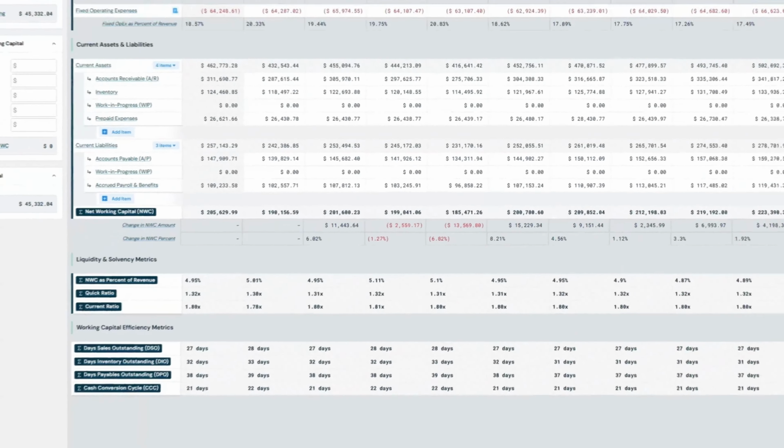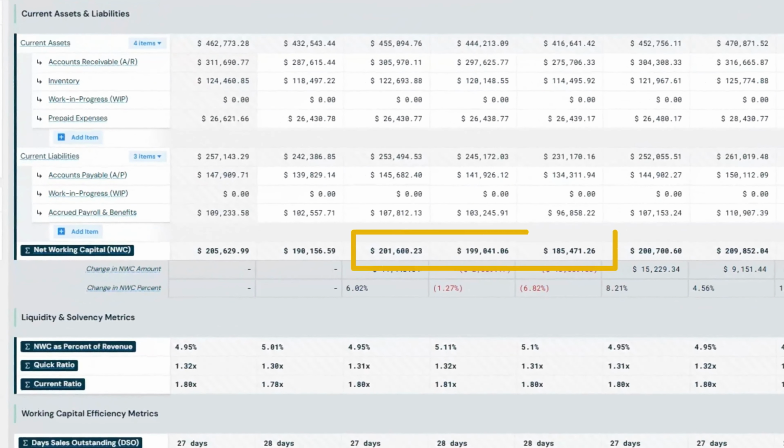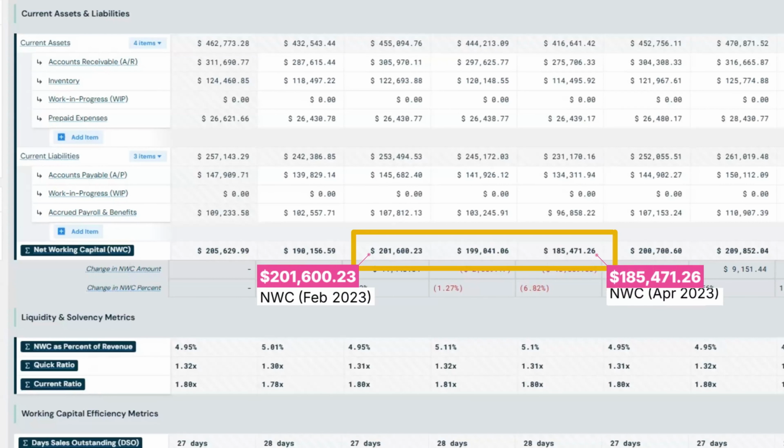Now, take a look at how this plays out in this example. If you look at the beginning of the year, from February through April, net working capital steadily declines, dropping from roughly $201,000 in February to about $185,000 by April. You can see that reflected by the red values and the change in net working capital rows. That drop signals improved liquidity, meaning the business has freed up cash.